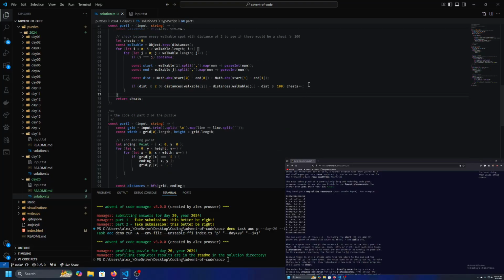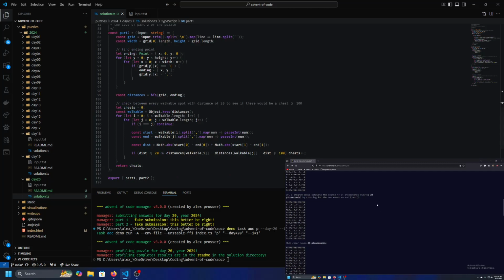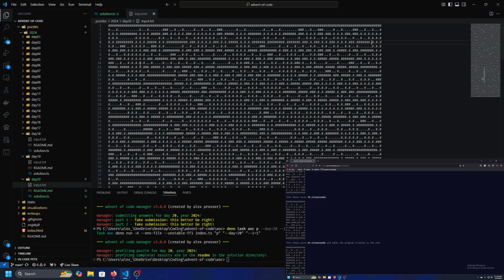So part 2 is a pretty similar thing, except now we are doing every square that is less than 20. But because of my algorithm, it's already checking every single spot. It's checking between every single spot. It will now include spots that are less than or equal to 20 Manhattan distance.